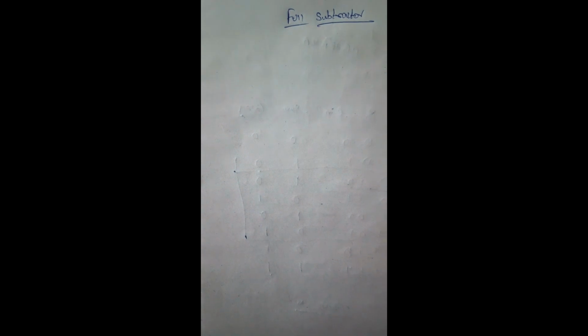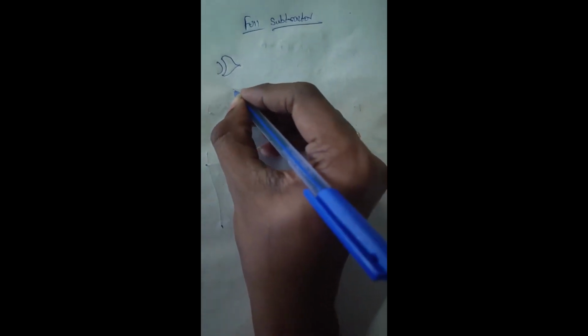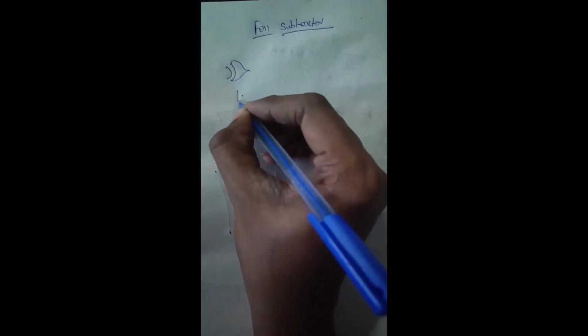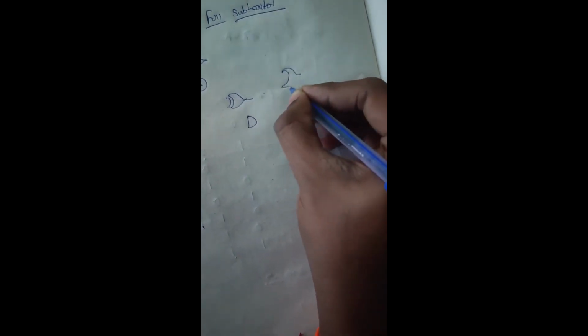Let's see the difference between the full adder and the full subtractor in the logic diagram. In the full adder we require two XOR gates, two AND gates and one OR gate. In the same way, in the full subtractor also we require two XOR gates, two AND gates and one OR gate. So for that I am taking the two XOR gates, another XOR gate, two AND gates and finally one OR gate.